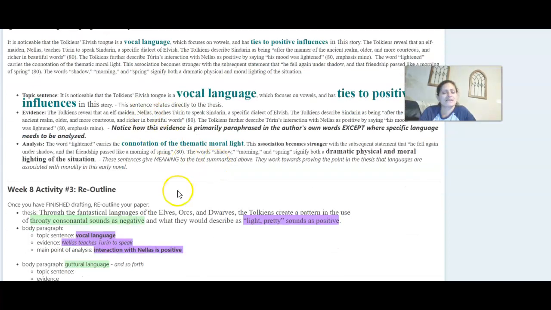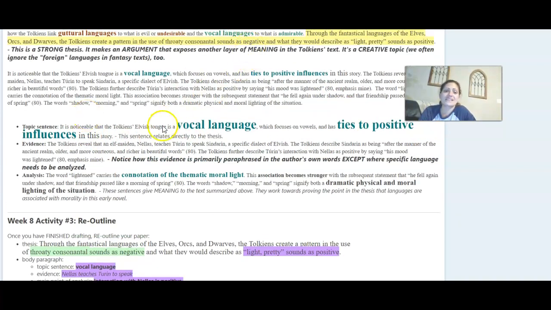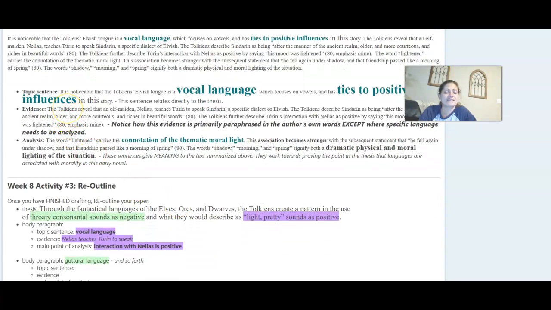So, how does this break down? Topic sentence: vocal language tied to positive. That relates directly to the thesis and to the entire message of the paragraph, which is all about vocal languages tied to positive. The evidence is here where it's describing the action in the story. This scene where Nalas is teaching Turin to speak.